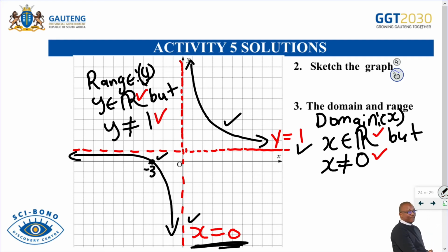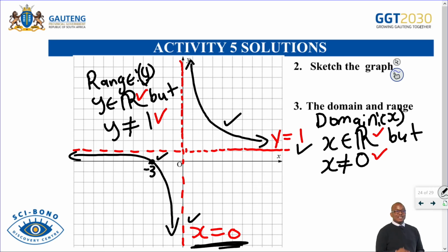So you see how we mark when we are asking you to determine the domain and the range. Those questions in the exam normally carry 2 marks. And remember, for the domain we're talking about x values, for the range we're talking about y values, and we check where the graph is defined on the x values and the y values.